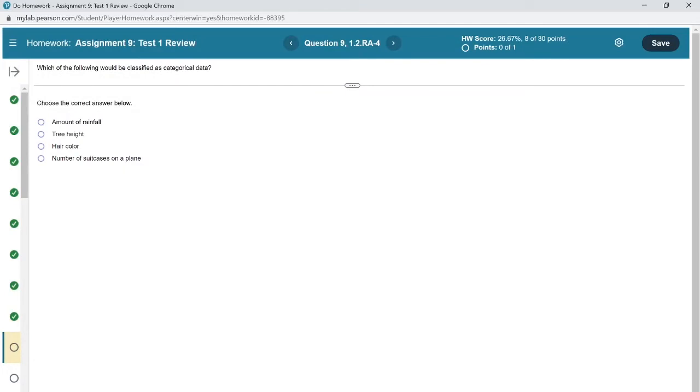Which of the following would be classified as categorical data? As you can see: amount of rainfall, how many, tree height, hair color, number of suitcases on a plane. Categorical means it's non-quantitative data. That's the one requirement. Sometimes data could be a number, but that's meaningless, just for different categories. In this case, hair color is categorical.